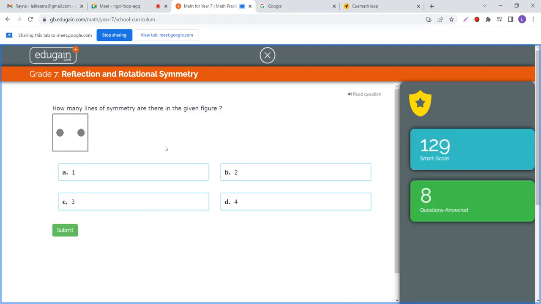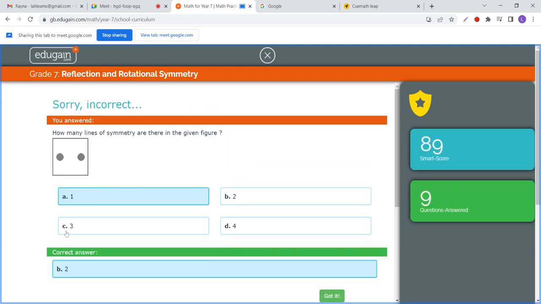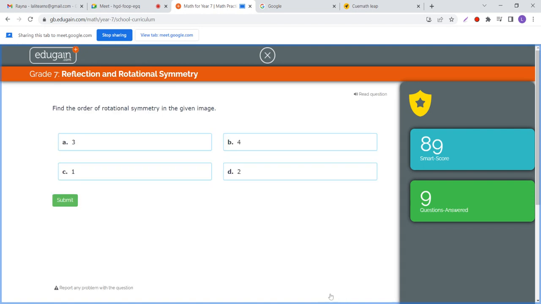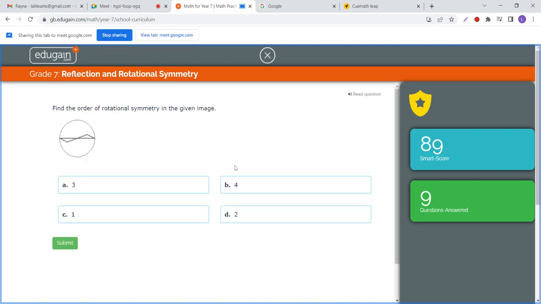Great. How many lines of symmetry are there in the given figure? One. Find the order of rotational symmetry. Two. No, four. Four. Okay.